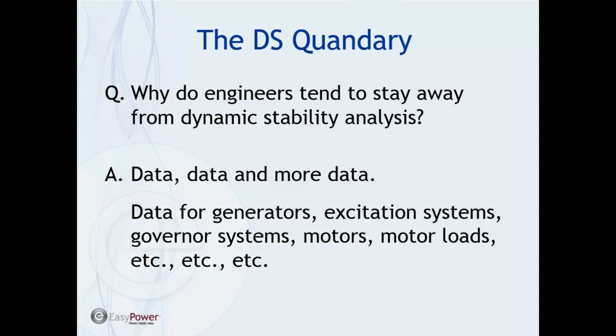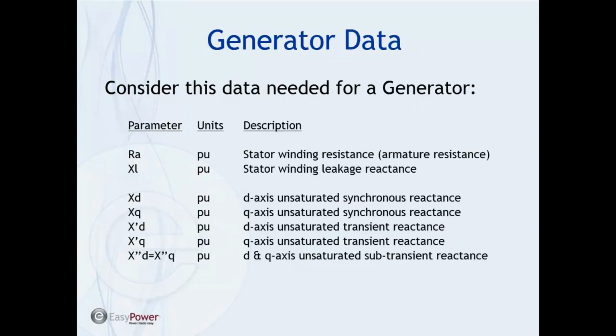So the quandary: why do engineers tend to stay away from dynamic stability analysis? One of the key answers is, yes, it's more complicated. But in reality, I guarantee that in almost every case, it's the data factor. We need more data. If someone could make it easier for me to get data, for goodness sakes, I'd at least give this a try to see what's happening in my system. So data really is one of the big deals. Data for generators, excitation systems, etc. Consider this: how about the data needed for just one generator?